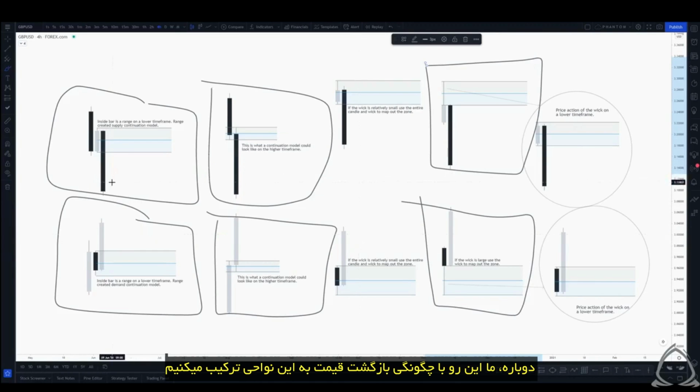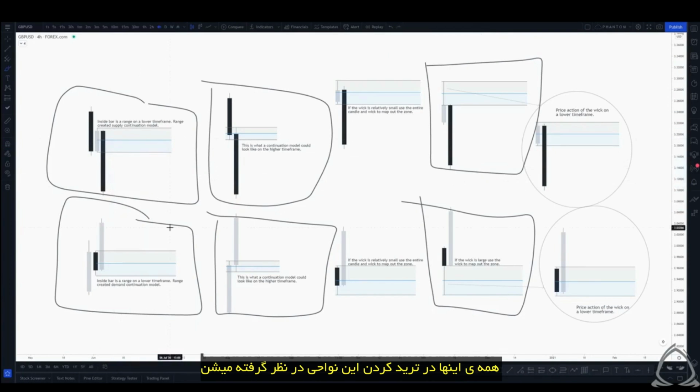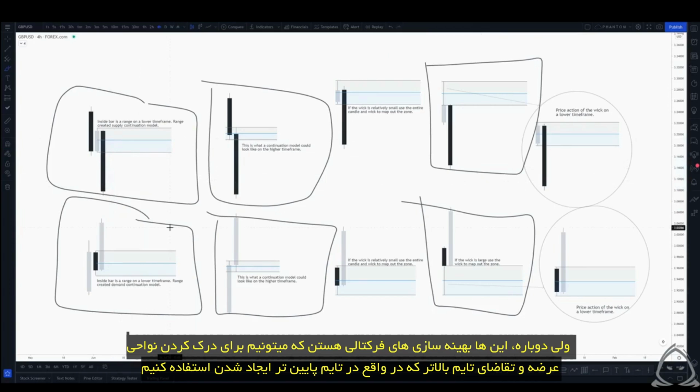Again, we combine these with how price returns to these zones, whether we get the rounded return, the corrective return, or the V return. They'll all factor into how we look to trade these zones. But again, these are fractal refinements that we can use to understand supply and demand zones that are on the higher time frames, but are actually built on the lower time frames.